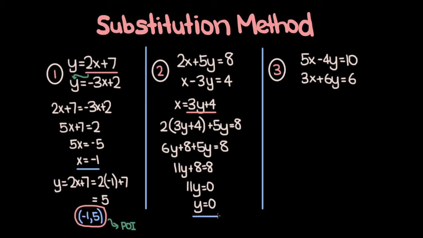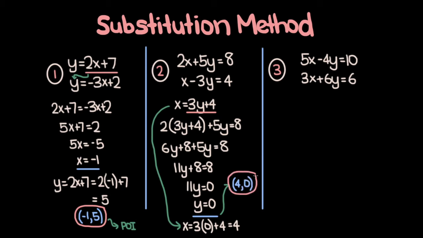Now we know y is 0, but what's the corresponding value of x? Well, we can use our substitution to solve for that. We know x is equal to 3y plus 4, so when y is 0, x is going to be 3 times 0 plus 4. So 0 plus 4, which is 4. And so the solution to this system of equations is 4, 0. Once again, if you were to graph these two lines, their point of intersection would be the solution to the system, so the point 4, 0.